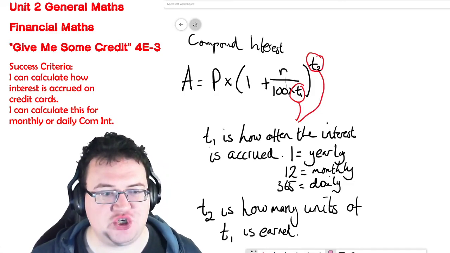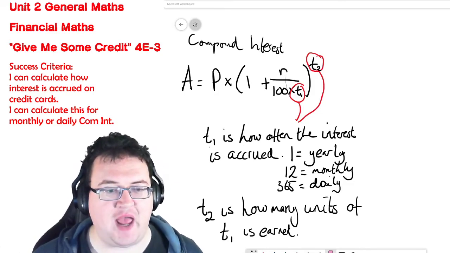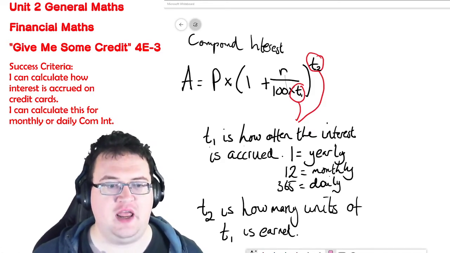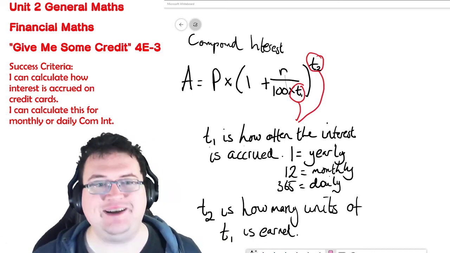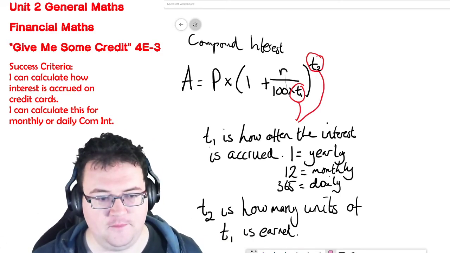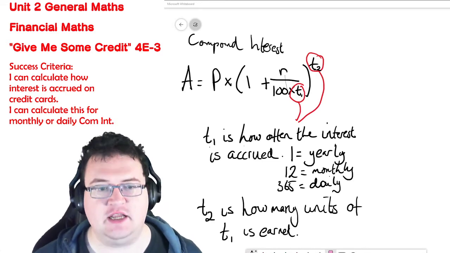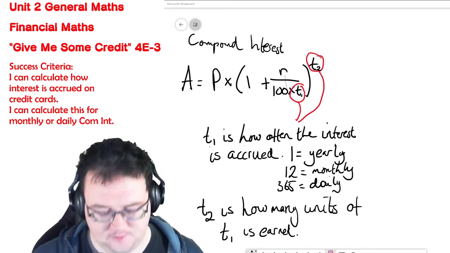And that means T2 changes to how many units of T1 is being earned. So if you're talking about interest daily, how many days has it been accrued for? If you're using it in terms of months, how many months?